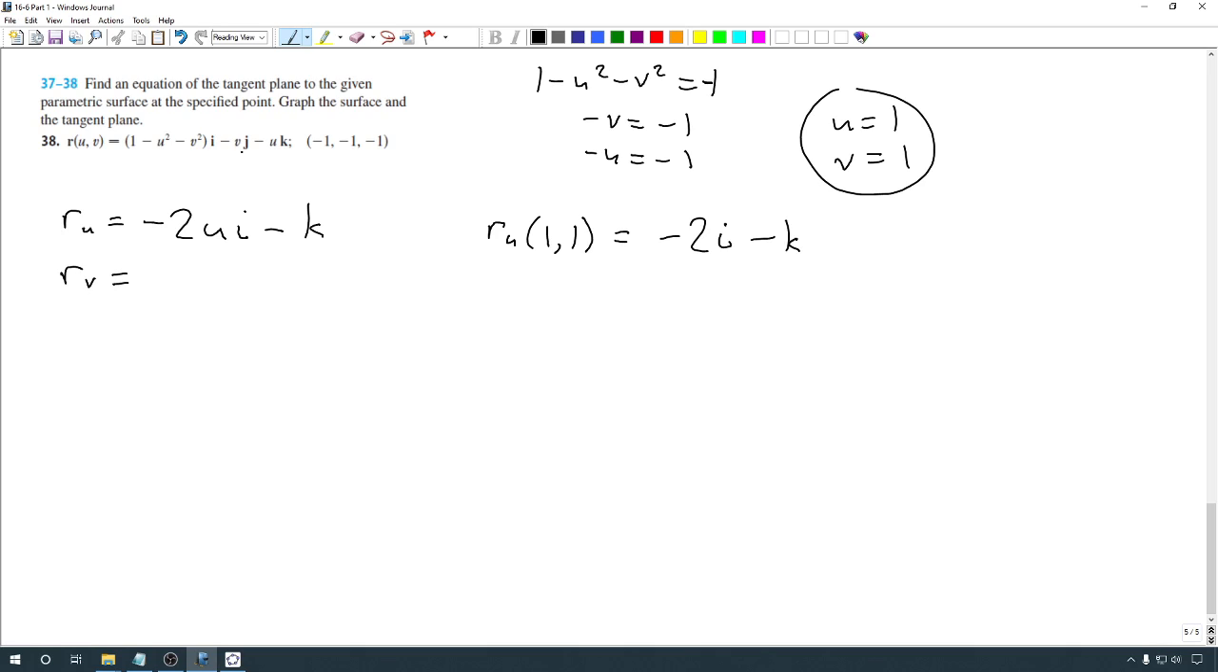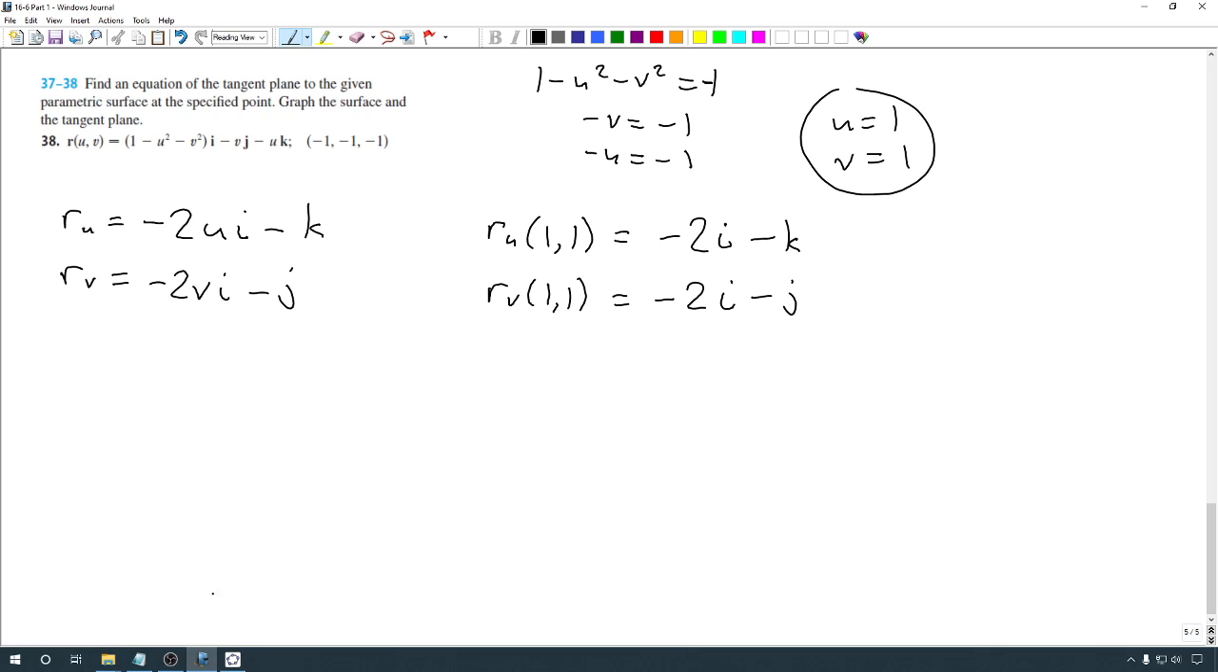Moving on to v, doing the same kind of thing. For the first one, we get a negative 2v this time. The negative vj becomes a negative j, and the negative uk becomes a 0. Plugging 1 and 1 into that, we end up with negative 2i minus j. I'm just going to refer to these two vectors as r sub u and r sub v from this point on, and I'm going to suppress the 1, 1 part of that.